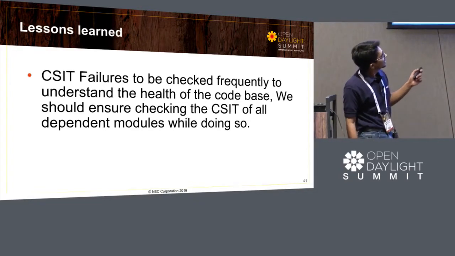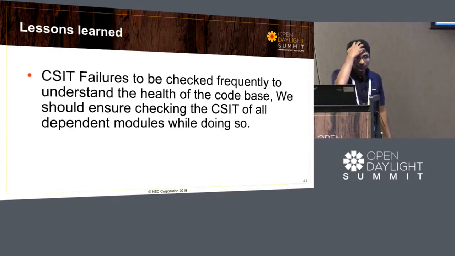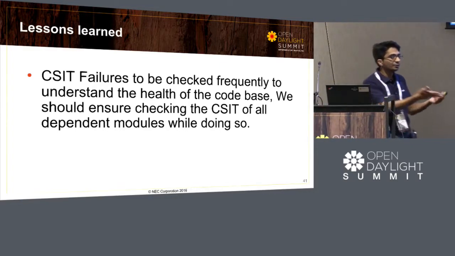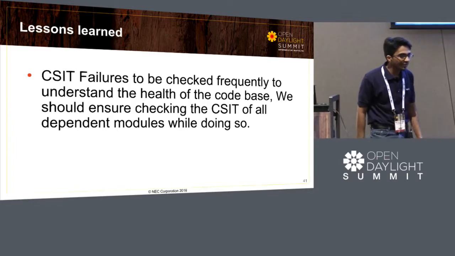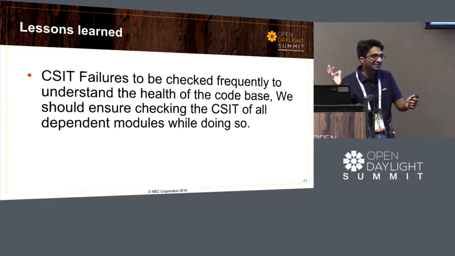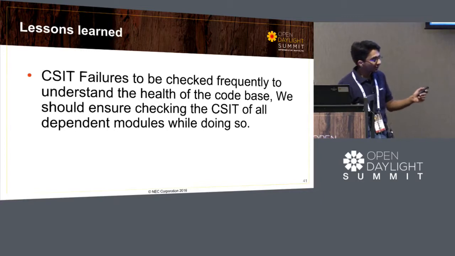Okay, this was one of the lessons that we had. Whenever we were checking the CSIT jobs and the health of the project, we didn't check the health of the dependent projects. For example, we never checked the status of the OVSDB job or the OpenFlow plugin job. There could be a failure in a dependent project job which will later affect us, or a particular test case not added to our CSIT that could affect us. So our learning is: please check all the dependent project failures so that you notice problems before they come up later.